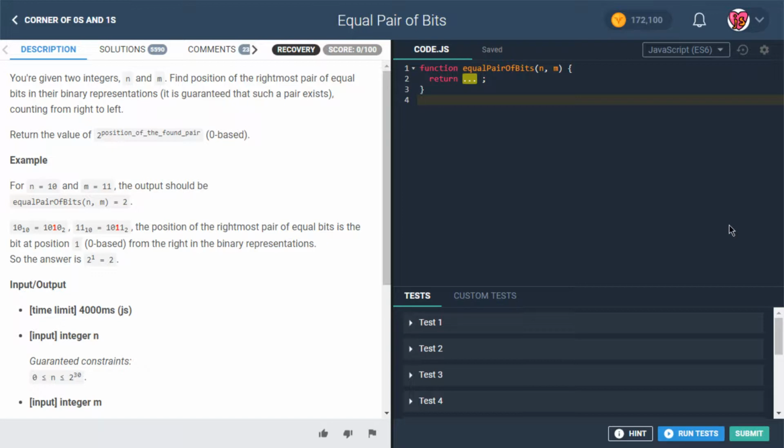So in this case, we want to assume that they're going to be different, up to a certain point where they're going to be the same. And at that point, we're going to say, oh, okay, return that, or return 2 to the power of wherever that index is going to be. Okay, so how should we do this one?